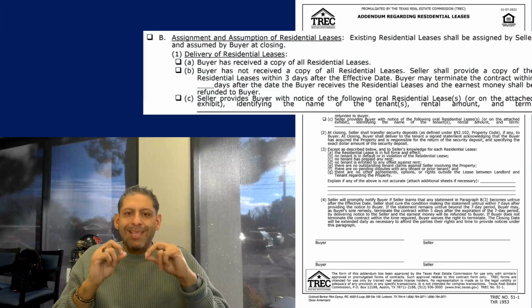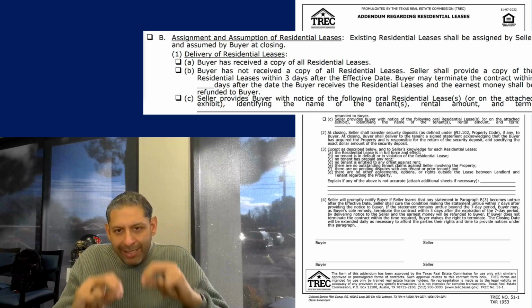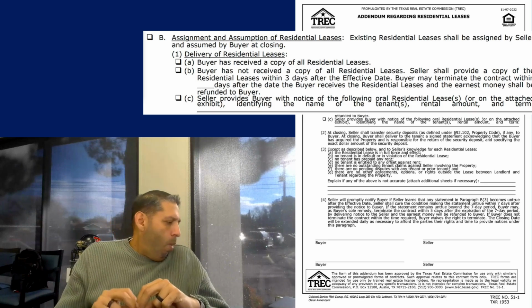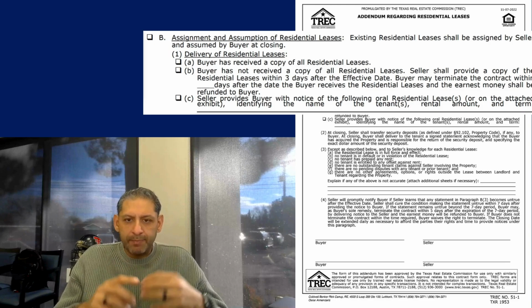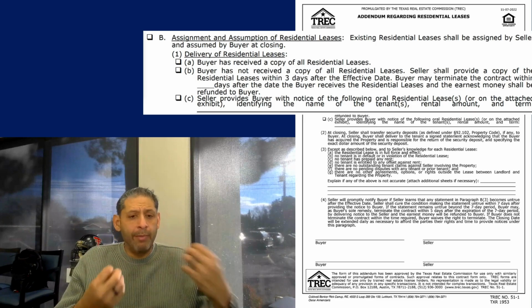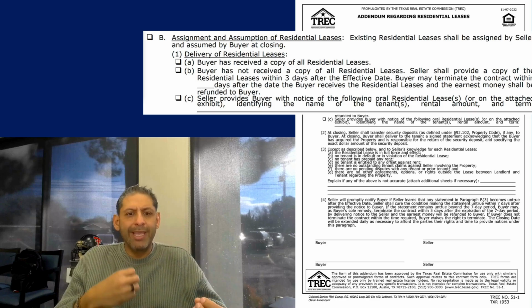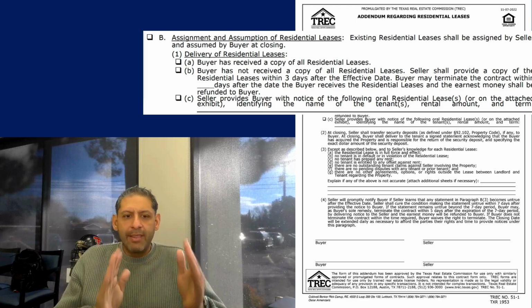Okay, paragraph B. This is an important paragraph. This talks about if you are going to be keeping a tenant in the property after closing. Whether it's a day or whether it's 12 months, this is the selection that you choose when you're purchasing the property, primarily if you're buying it as an investment property. Even if you're an owner-occupied buyer who's purchasing the property and you're just finishing out the lease of the tenant, this needs to be checked.